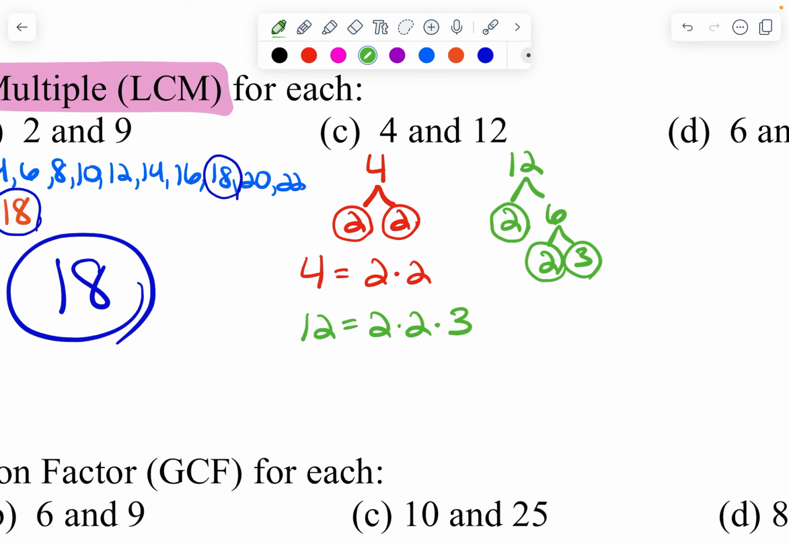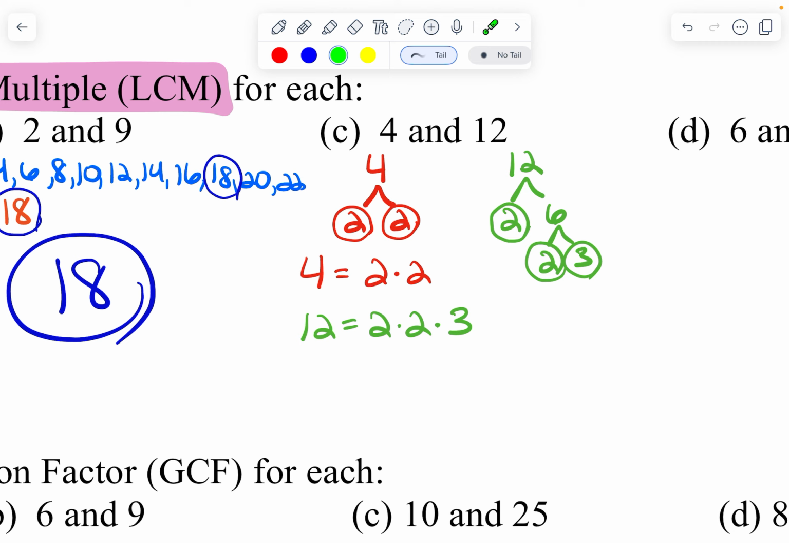Now, how do I find an LCM out of this? Well, what I look for is each one of the individual numbers that's involved here, meaning factors. So each one of these individual factors here, and what I need to do is include it the maximum number of times. So what on earth is going on here?